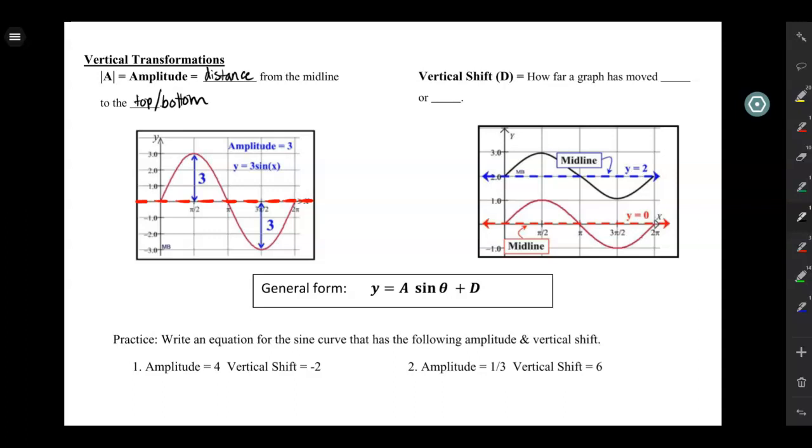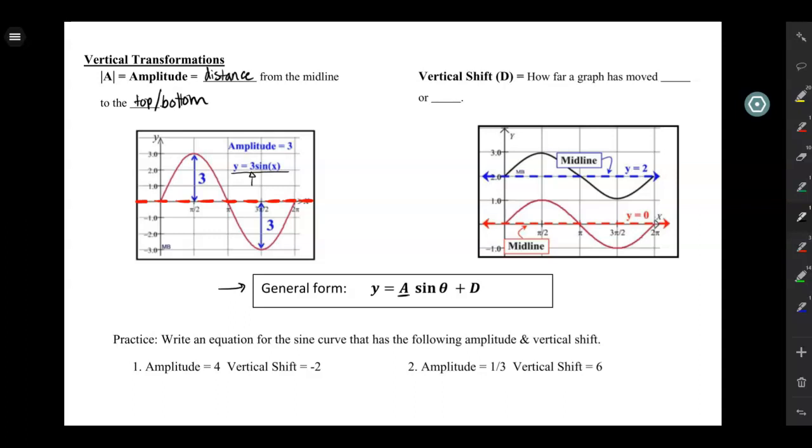Now you'll see in the equation here that the amplitude is really easy to see. It's just the number that sits in front of the sine or the cosine. And that is always going to be the case. If you look at this general form equation down here, the a that's in front of the sine, or it could be in front of the cosine, is always going to be the amplitude. The only caution to have here is that we always take the absolute value of the amplitude. So say we had a -3 in front of the equation, we would still say that the amplitude is 3, because it's the distance from the midline to the top or the bottom.